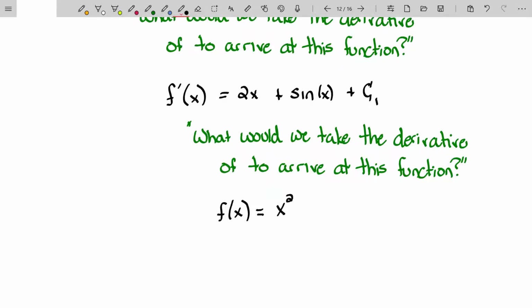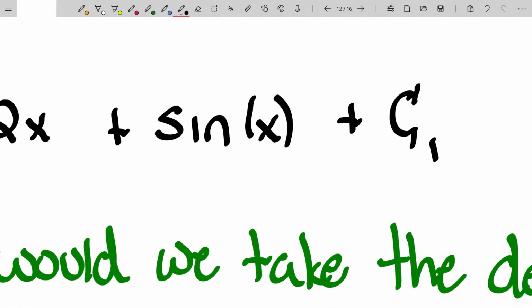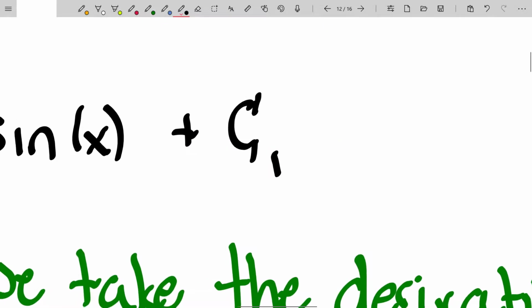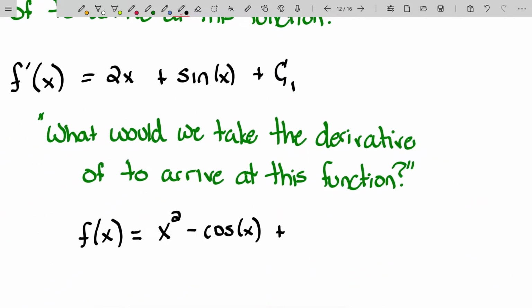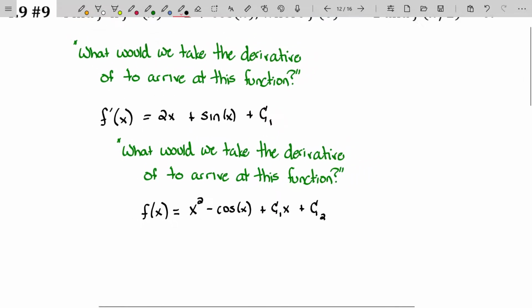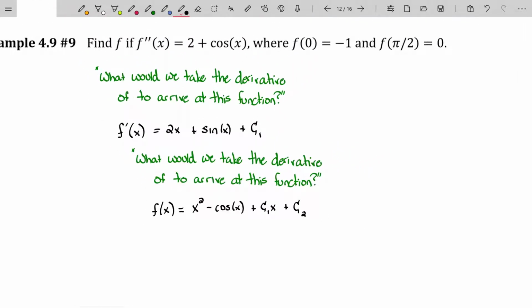What would you take the derivative of to get to the sine? If you say the cosine, you're wrong. It's the negative cosine of x. Be very careful about that. And then plus, we would take the derivative of c1 times x to arrive at c1. So c sub 1 x. And we get yet another constant with this antidifferentiation. There we go. So now I could possibly find those constants identically by using this given boundary information right here.